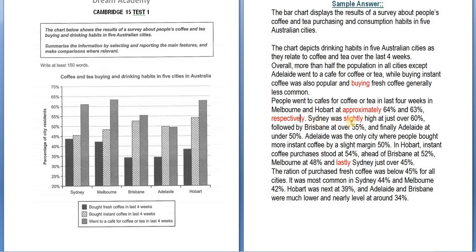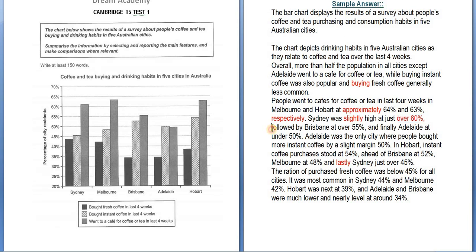Then Sydney was slightly. Here another word is slightly. You should use a word like dramatically when something increases rapidly, when there is a big change, and when there is a small change you can use slightly. Sydney was slightly higher at just over 60%. So here we use over 60%.